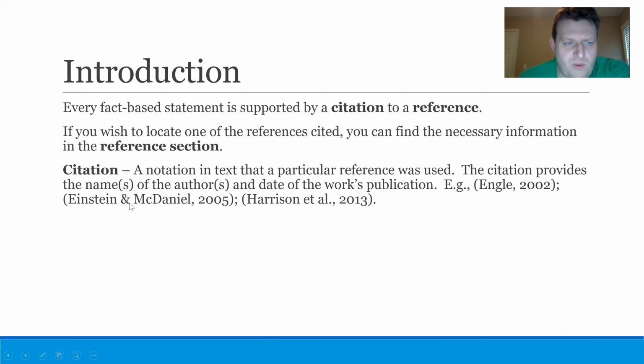So a citation is a notation in text that a particular reference was used. We might say something like, "Working memory capacity is the ability to hold on to information in the presence of interference," and then at the end of that sentence, in parentheses, we say (Engle, 2002), and that might be our citation there. This is a citation for a single author paper. Notice for all of these citations, we use the author's names and we use the year.